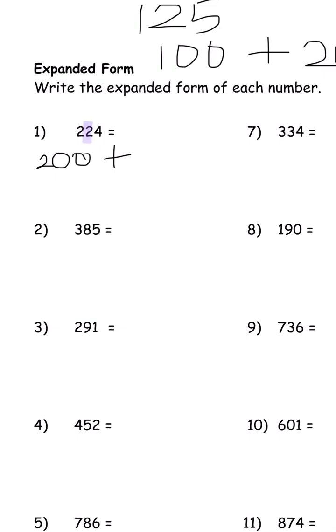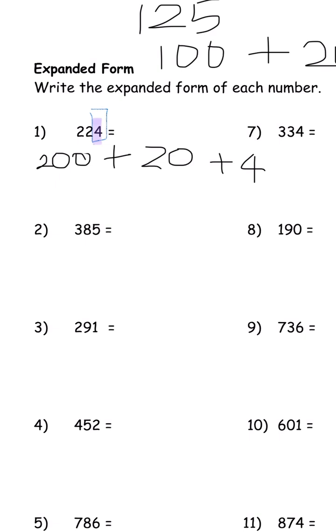And now we put 2, and that is in the tens place. So we add 1, 0. And lastly, we look at the last number, 4. And we put 4. And we're not going to add any zeros because it's in the ones place, right?